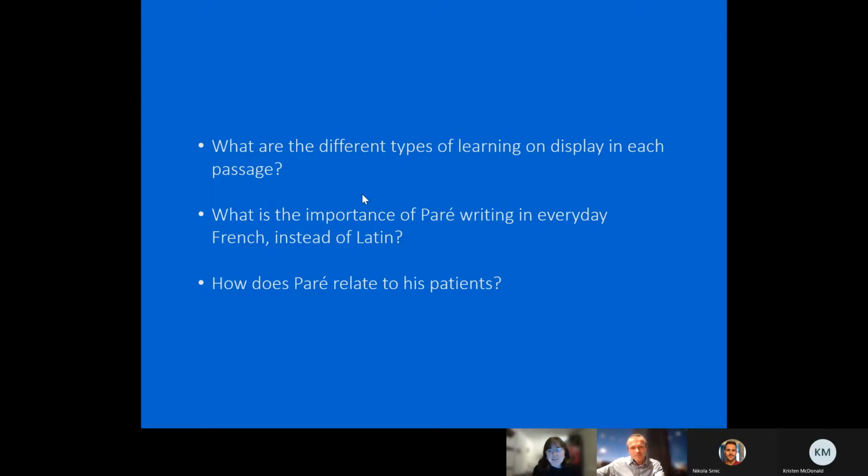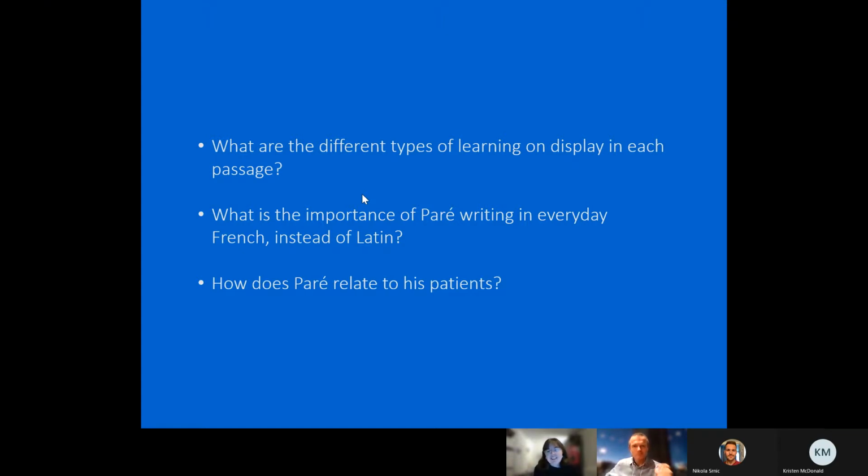Paré felt that we needed some sort of regularization of surgeons, and it was important that they really understood the theory behind what they were doing. So he felt that in order to do that, we needed to meet surgeons where they were at, speak their language, quite literally, and write in everyday French. What that meant is that the understanding of the body and of medicine was suddenly more accessible to a wider audience who were literate but couldn't read Latin, but could still read French.